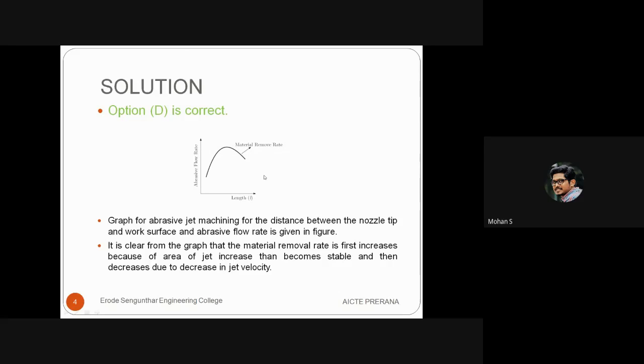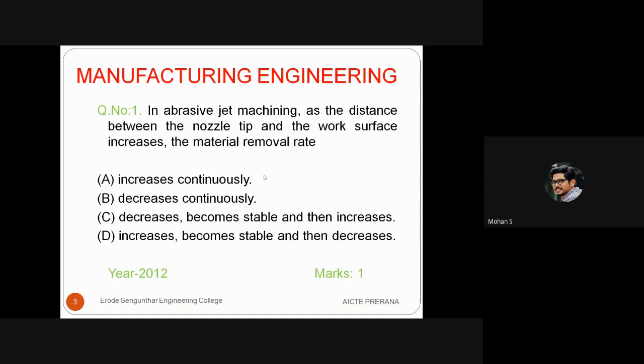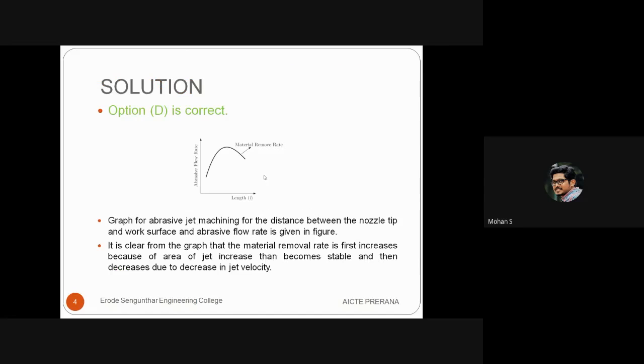So when the nozzle moves away from the workpiece, the MRR will not increase. The MRR will get reduced. The velocity of the jet, whether it is water jet machining or abrasive jet machining, should be more. When you maintain the distance between the nozzle and the workpiece as minimum, the velocity will be more, and that in turn helps in better MRR, metal removal rate.